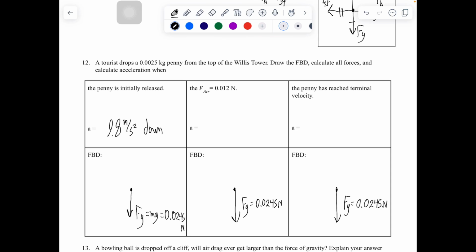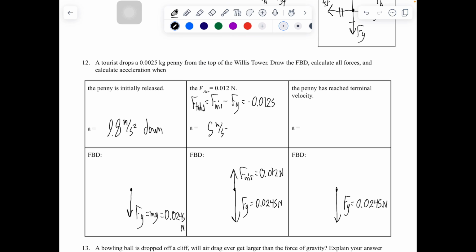If we have an air resistance, here it is, F air, of 0.012 newtons, well, total force is the air minus force of gravity, so 0.012 minus 0.0245, negative 0.0125. Divide your total force by the mass, 0.0025, to get your acceleration.